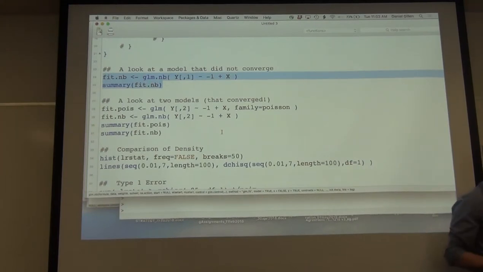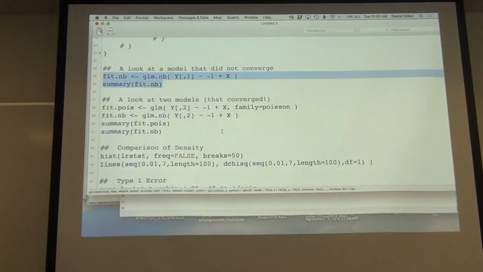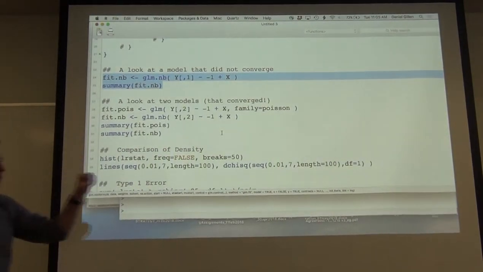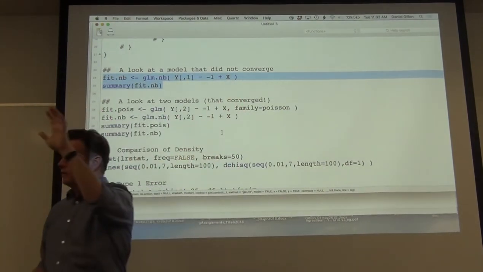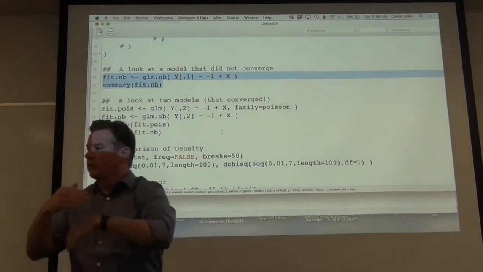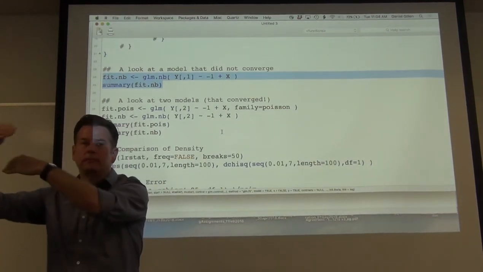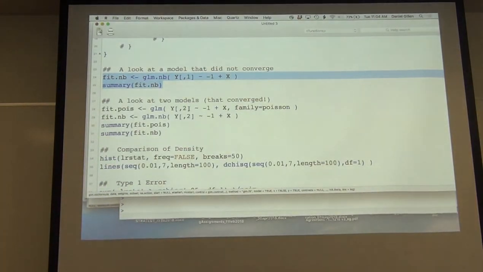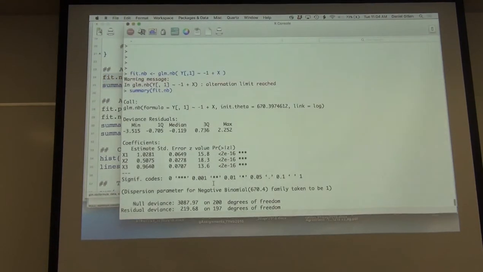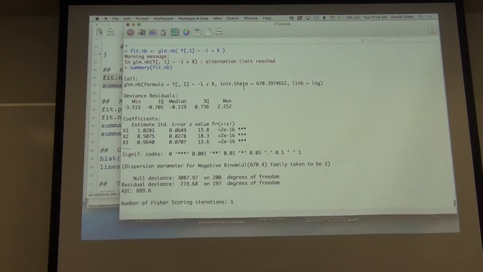And so what's happening is, as you approach the Poisson model, alpha is going to 0, so theta is going to infinity. That's where the convergence issues come from, because it's constantly trying to update and theta is growing. It's not stopping. If you look at a particular fit, I have one here set up for you guys where you don't get convergence. The iteration limit is reached.